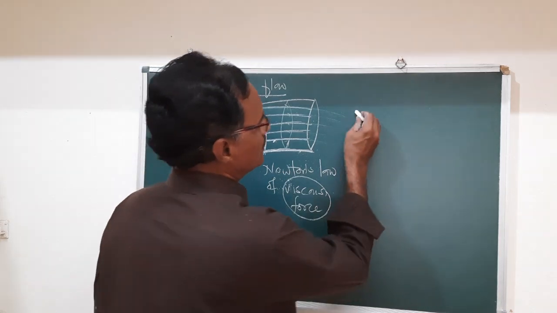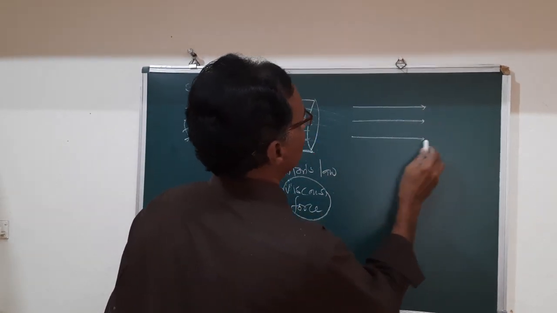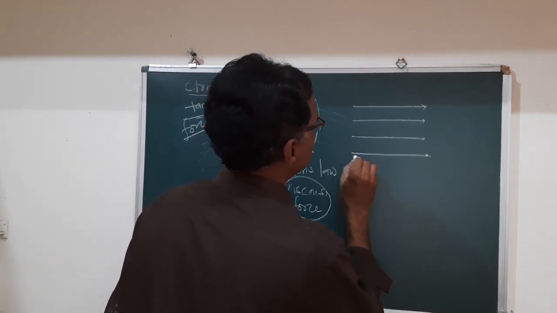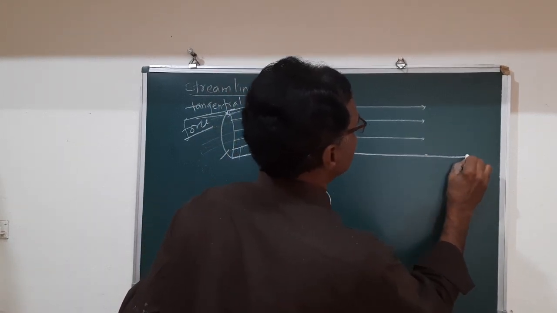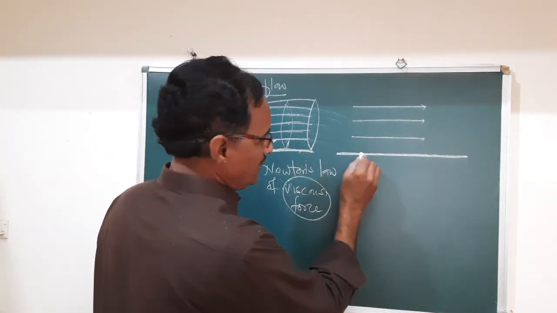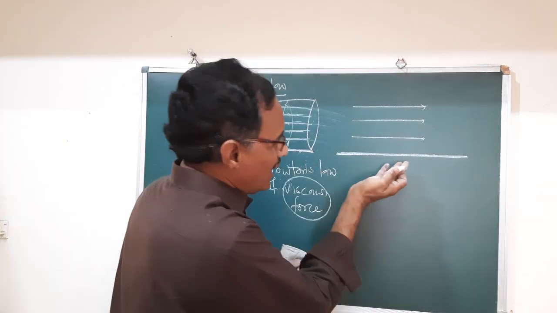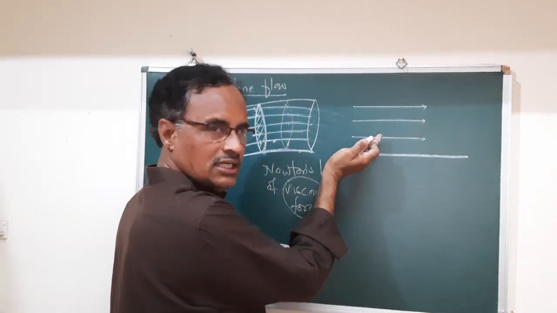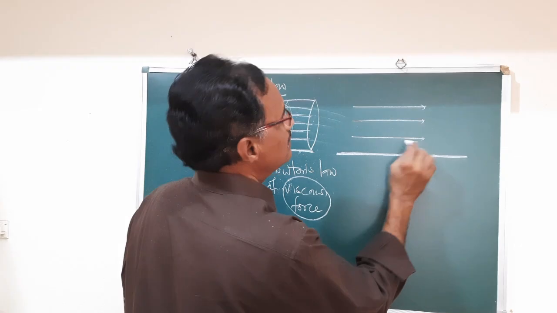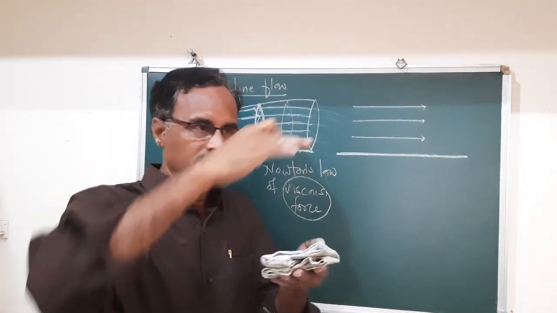Now we will draw the lines here, these flow lines. Suppose these are the lines, and suppose this is the surface. If you consider the surface, then the line which is along this surface is at rest. The line above this surface is neighboring to this, one above the other.